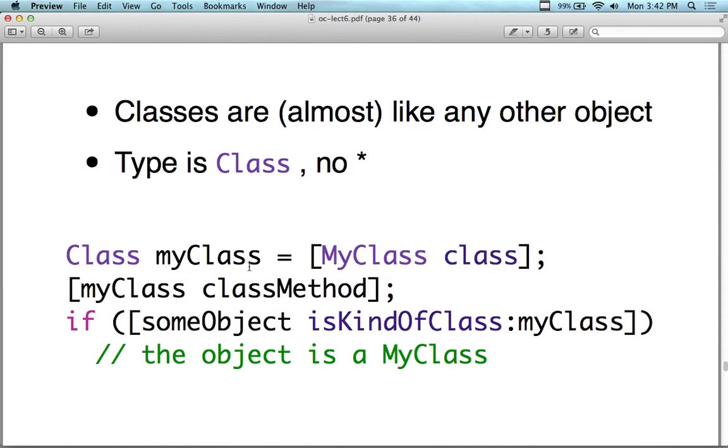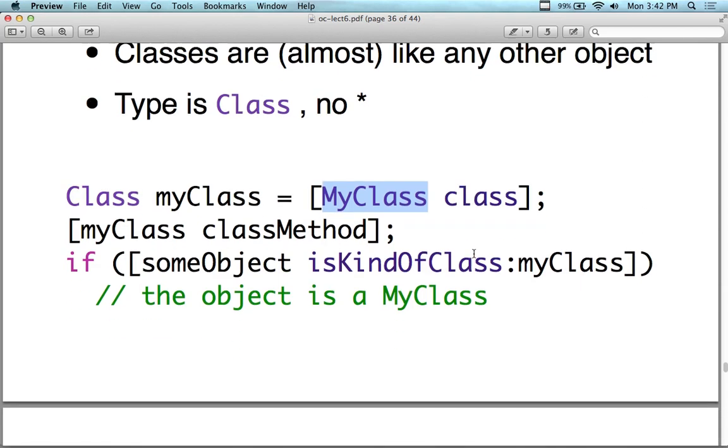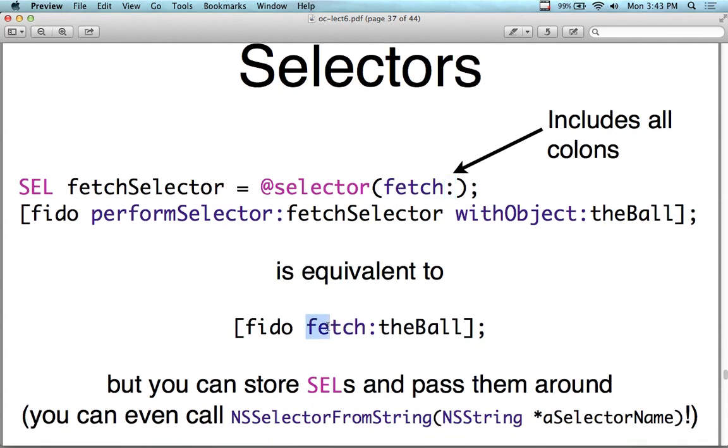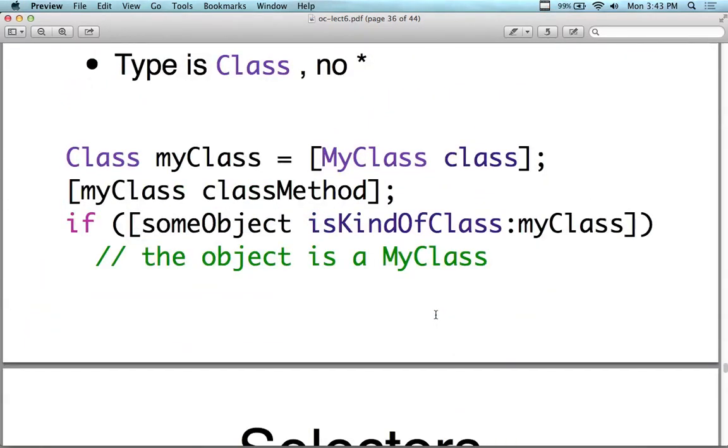And if some object is a kind of this class, then the object is a myClass, which is how we're testing it. So we have the reference to the object, and then we have the object itself that's being called to instantiate itself. And then we have those selectors, as we mentioned before, including all the colons that are part of it. So fetch selector is going to be equal to @selector(fetch:). So we actually use @selector to get the selector, which is our parameter list. It includes the colon, and it's equivalent to this here. Actually, you can use the class keyword as an object reference of a type that you're actually going to create.